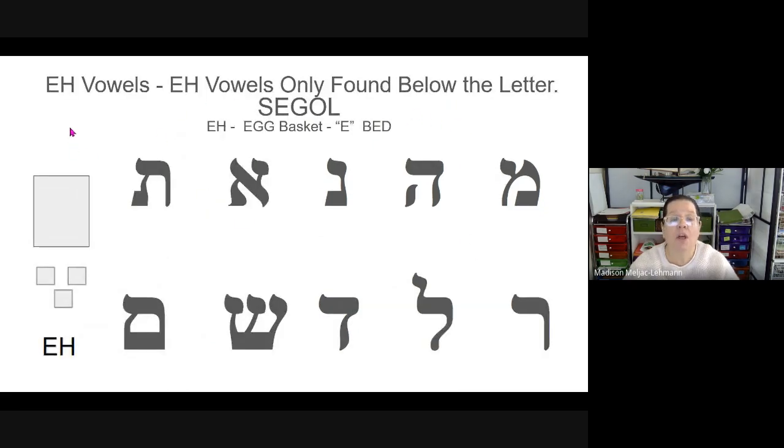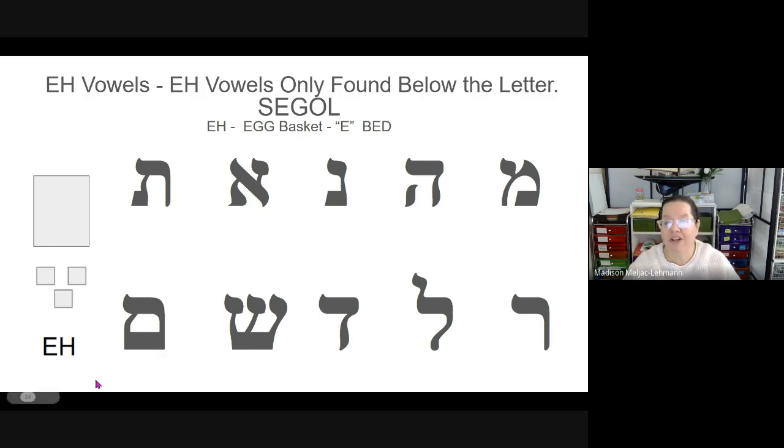Okay, so the EH vowel we're talking about today is called segol, okay? And it's like eggs in a basket. If you think about someone having a basket and the farmer stacking the eggs in, they stack like that. And it's an E sound like you'd find in bed. So bed. So we have me, ne, te, re, le, de, she, me.